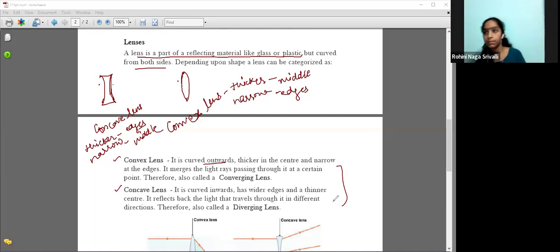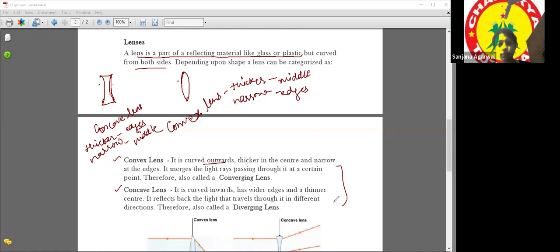Ma'am, in the case of a lens, is it compulsory to attach two concave and two convex surfaces? Okay. So first draw these two that I have drawn and write how to recognize them on touching. How do they feel? Thicker or thinner at the middle and the edges. And then I'll tell you.